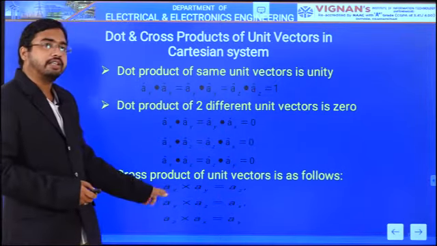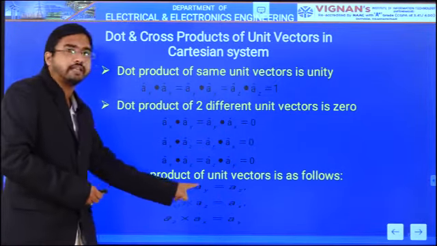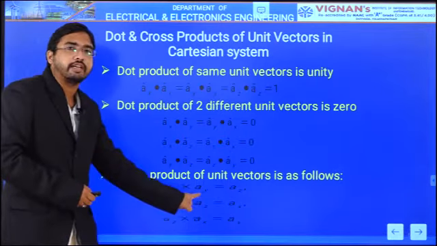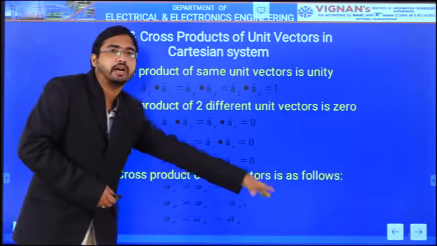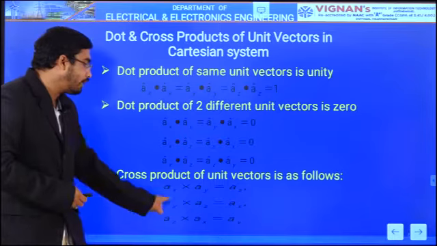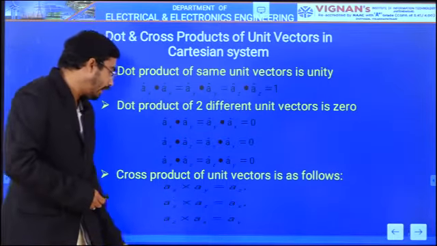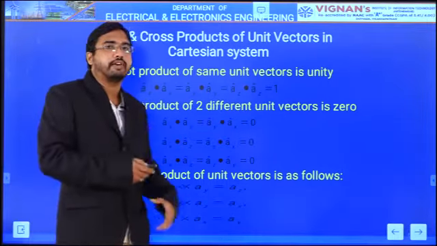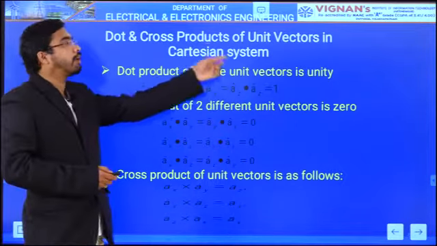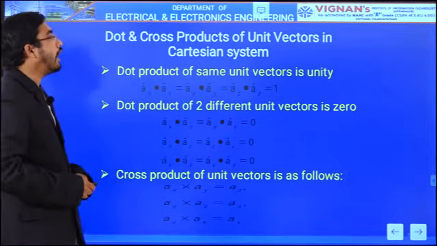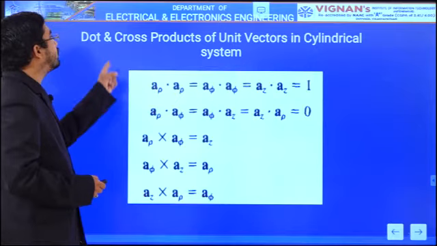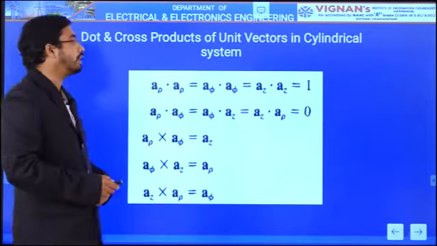Suppose if you are taking the cross product of two different vectors, ax cross ay, then that product is equal to the third vector az, and ay cross az is ax, and az cross ax is ay. This is about the dot product and cross product of unit vectors in Cartesian system. Next we will see the dot and cross product in cylindrical systems.